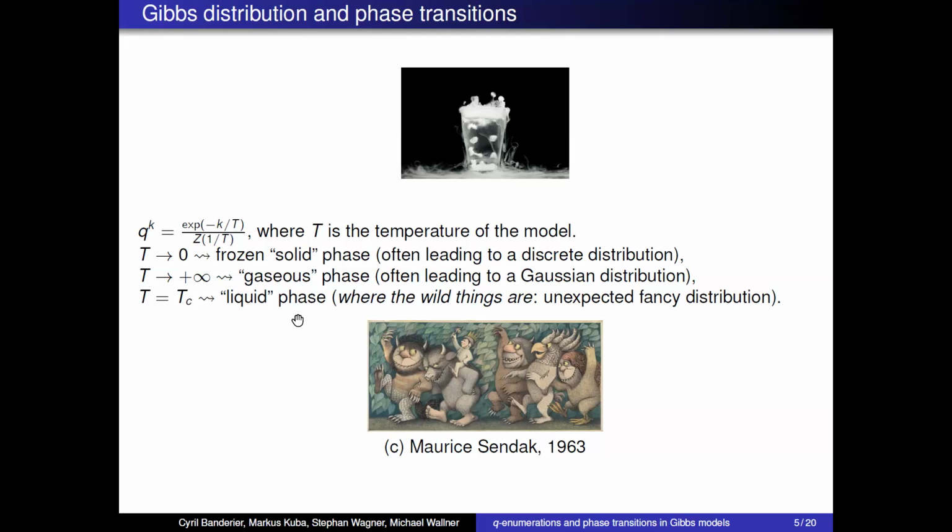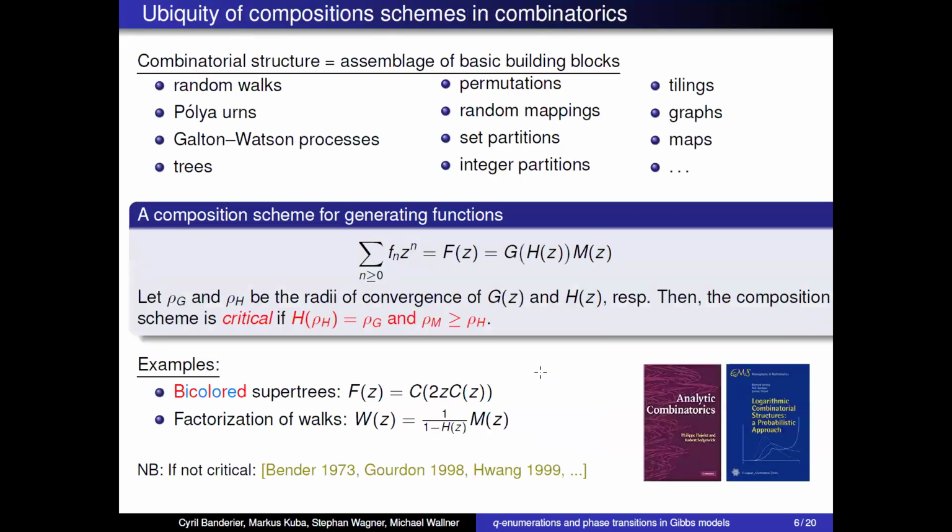And the critical value where something happens is this Tc, where you get something which is a liquid phase. And here you have an illustration from the book Where the Wild Things Are, which was written and drawn by Maurice Sendak, to illustrate a little bit the idea that indeed at those locations we get some fancy distributions, fancy characters which are not at all Gaussians.